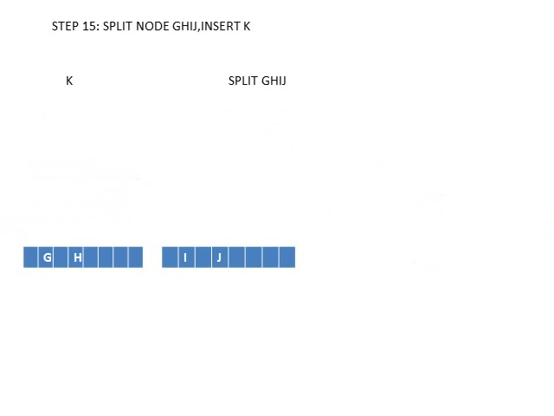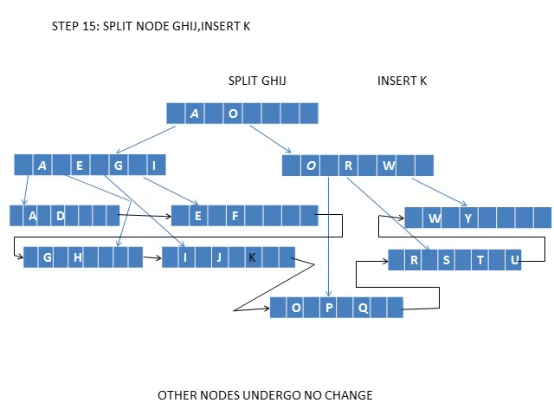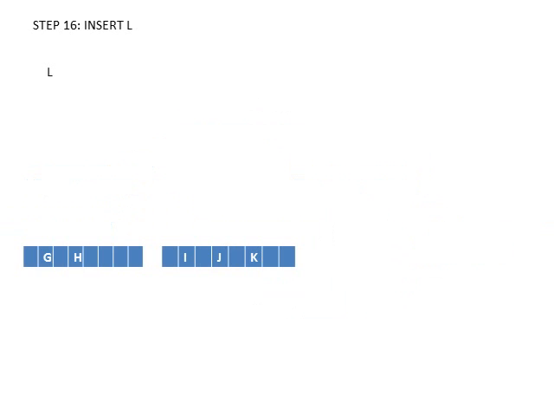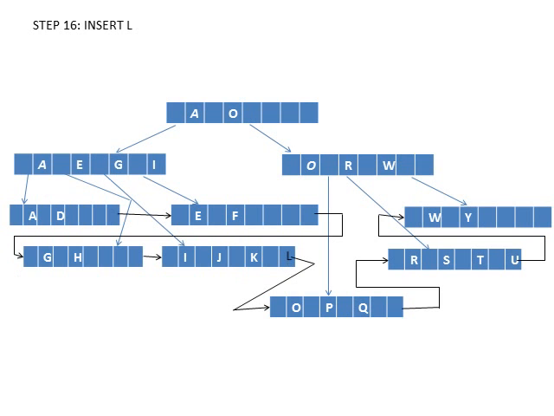In order to insert K, we split the node HIJ equally. Next we insert K, and the other nodes undergo no change. So L again has to be directly inserted, as we see in the video. Next key is Z. We again directly insert it.